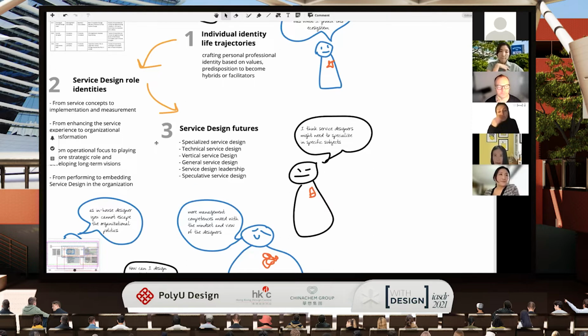Or technical means more around the implementation. So someone that is really able to bring the project to the end. We're talking about implementing, measuring, and so on. So this kind of consideration.